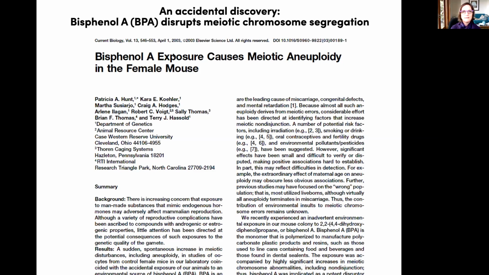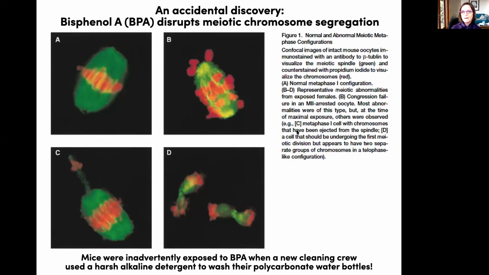This is a study in mouse. And what happened in this lab at Case Western was that they got a new custodial service, and the custodians weren't properly trained in how to clean the mouse cages. And so they started using a detergent that you shouldn't use on plastic, a harsh alkaline detergent. And that plus hot water wound up extracting BPA from the water bottles.